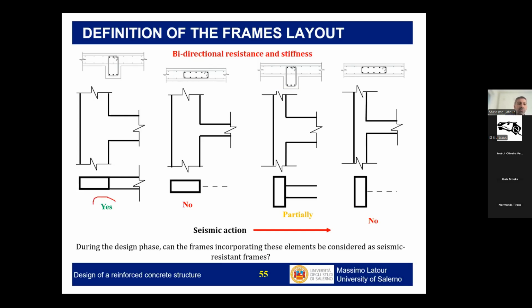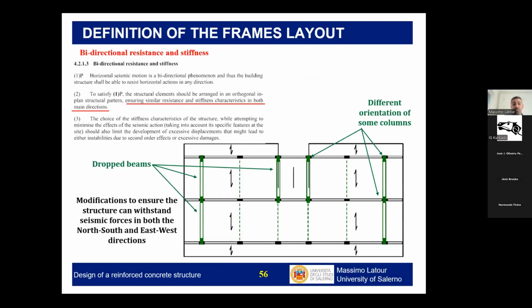So if I have to choose, possibly a seismic resistant frame should have columns oriented in the direction of the seismic action and dropped beams. On the other side, this layout will partially provide some stiffness and some resistance. With dropped beams, it will not be so much. So typically this frame will have to be considered as a secondary frame, if possible.